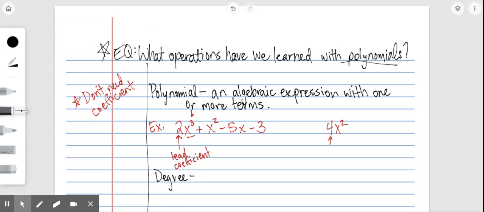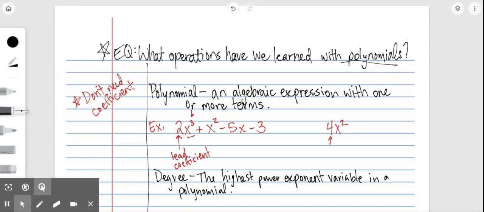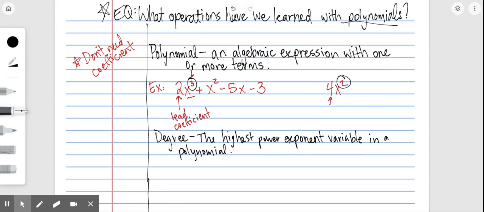Which brings me to my next point, that a degree is the highest or largest exponent in a polynomial. So for this first one, our degree is 3. For the second one, our degree is 2. Your degree depends on what the biggest power exponent variable is in that polynomial.